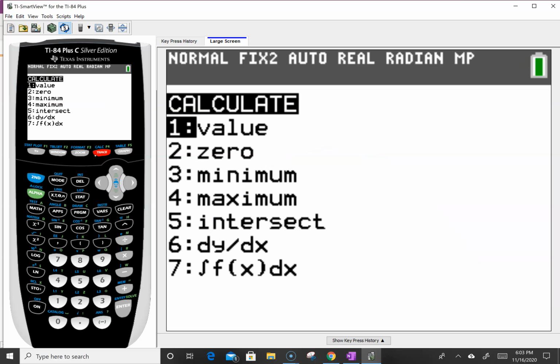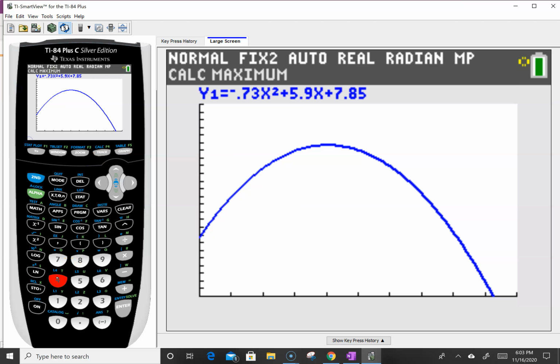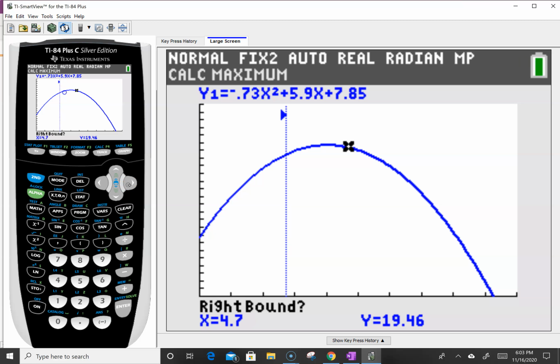So I have second, calculate. I need maximum, which is 4. And I'll go over to the left and hit enter. And then I'll go over about the same distance from the center on the other side and hit enter.